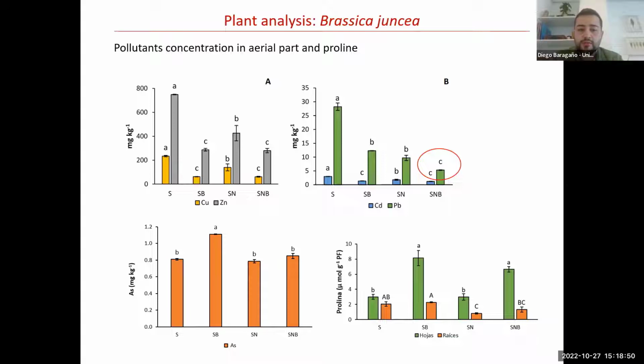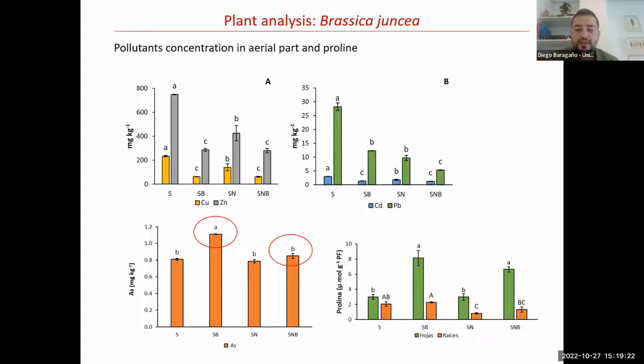So the biochar mechanism for immobilizing copper was better than the nanoiron, and the same occurs for zinc. But in the case of lead, we found a synergy between both amendments, because we obtained better results with the combination of nanoiron plus biochar than with the application of both separately. But the most interesting part is the arsenic, because we were able to immobilize the metals using the biochar, but we were mobilizing the arsenic.